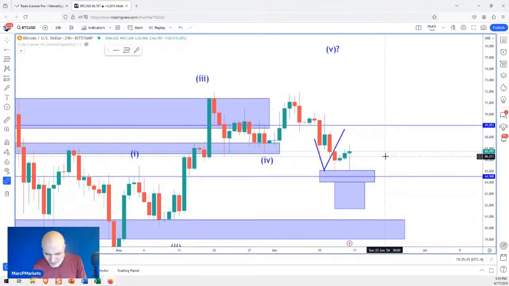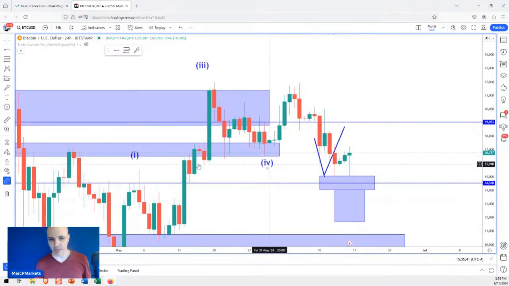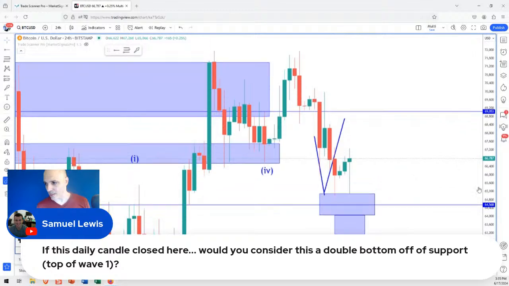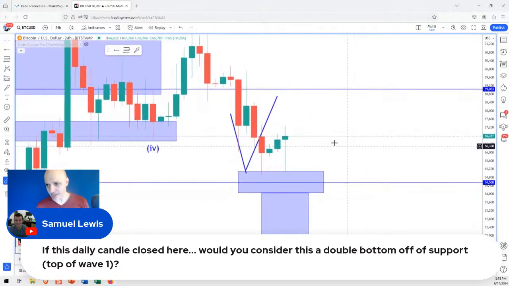That's when the opportunities appear, when no one is paying attention. Okay, Sam, if this daily candle closes here, would you consider this a double bottom off support? Good question, Sam. Here, let me put that in so people can see it. That's Sam's question right there. So he's asking if this would be a double bottom. You know what? Let's make this bigger. I mean, yes, I would consider this a double bottom. I mean, look at the lows. Look at these two lows. If we close like this and the next candle stays strong, even if the next candle fools around a bit, but it closes stronger, I would consider this a double bottom.